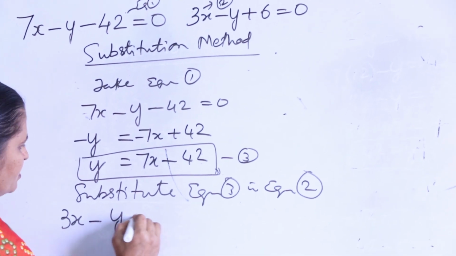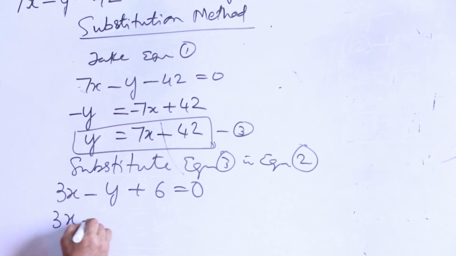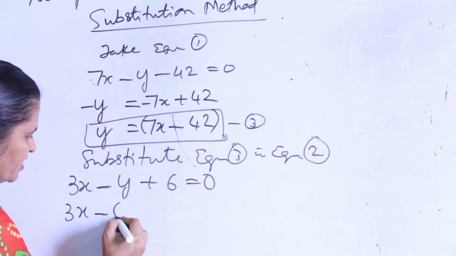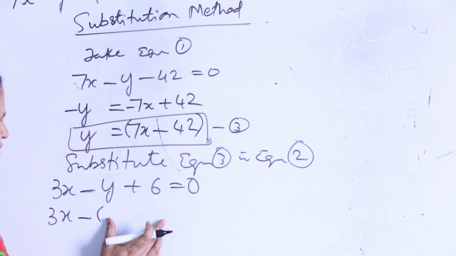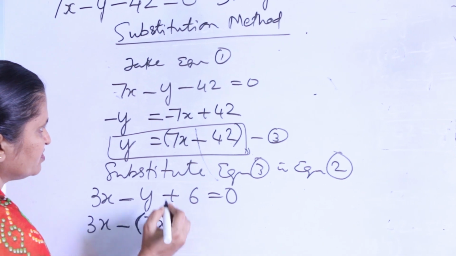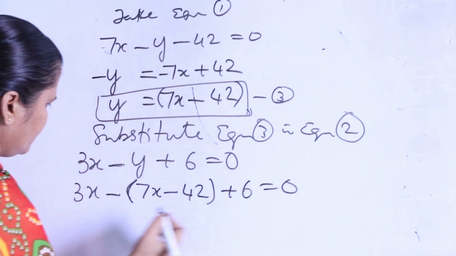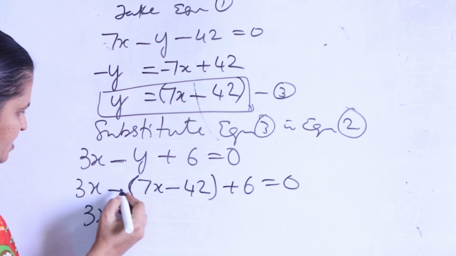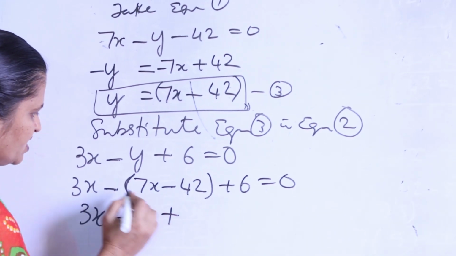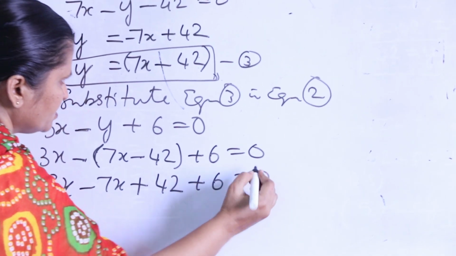3x minus y plus 6 equals 0. Substitute. 3x minus, what is y for us? Here. Whenever you get a negative sign, remember to put this entire thing in the brackets. When it's a negative sign, I repeat, take this entire thing into the brackets. Plus 6 equals 0. 3x, now remove the brackets using simplification. Minus 7x, minus into minus plus 42, plus 6 equals 0.